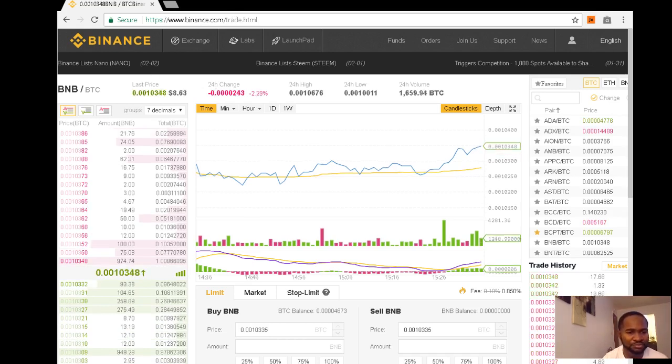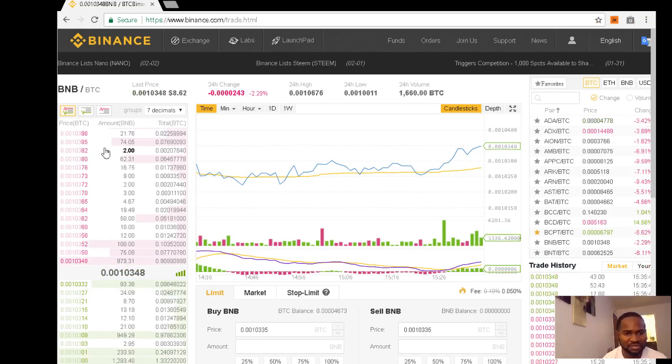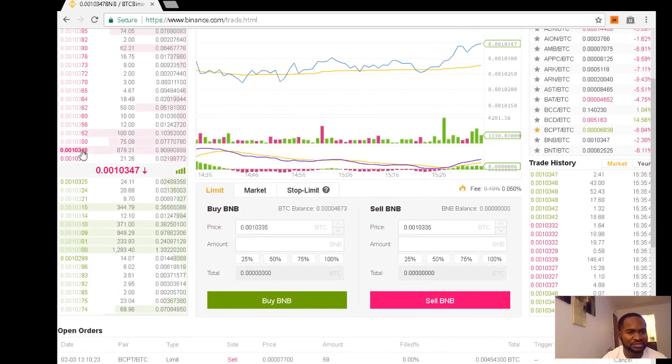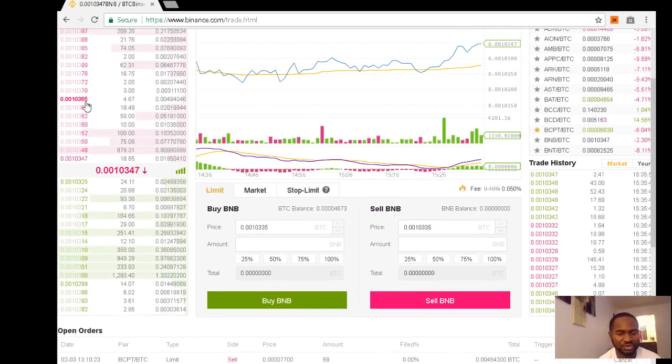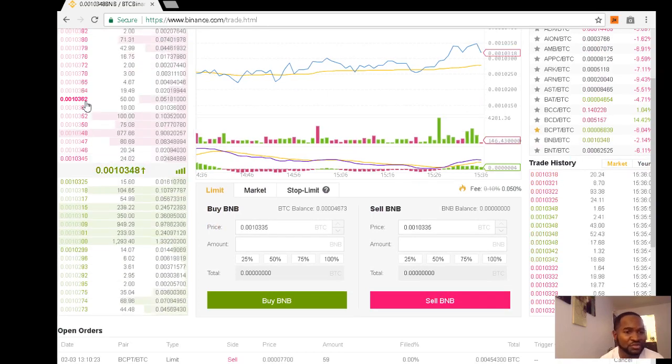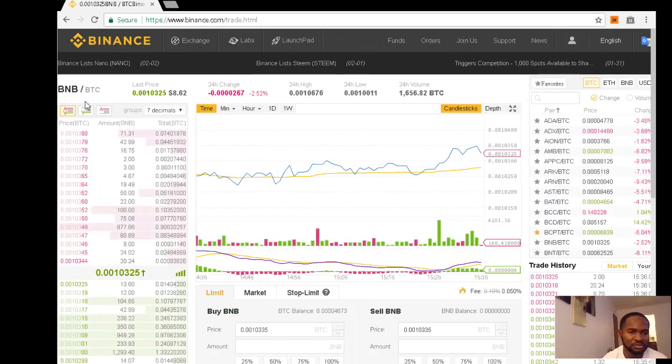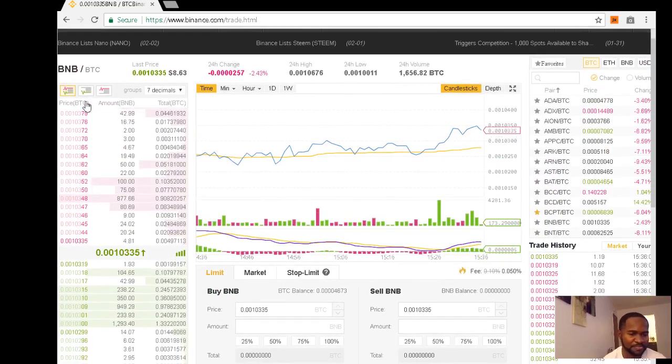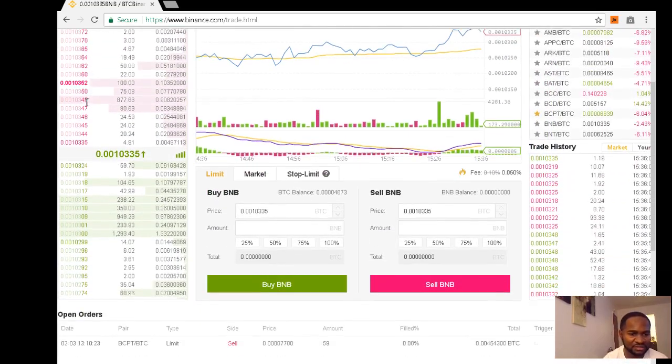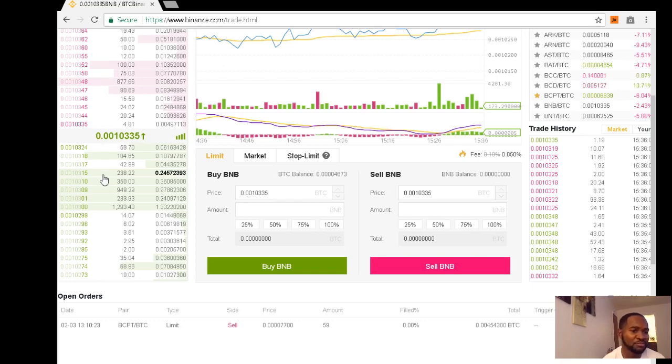On the left hand side, on my left hand side, these are the people willing to sell. Anytime you see red, you know that it's a sell color, right? These are the people that are willing to sell, that want you to buy from them. Underneath it, the green ones are the people that are willing to buy.